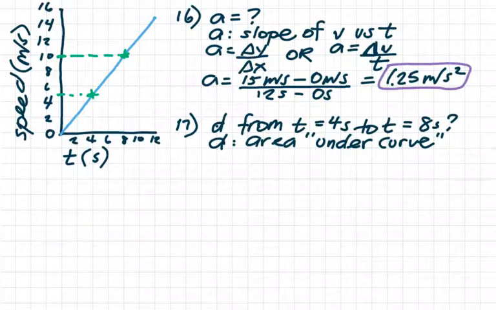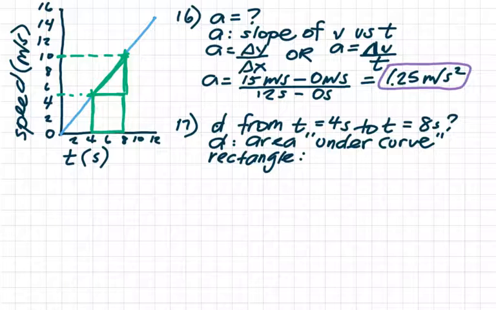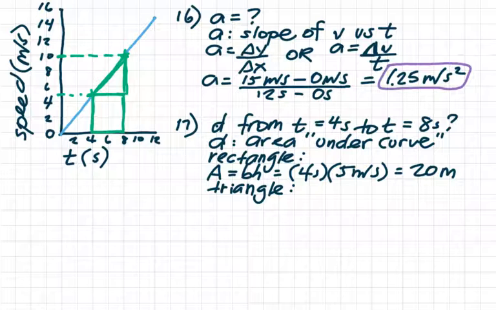Let's look at the shapes. Now this one's interesting because they're like stacked shapes. I have a rectangle on top of a triangle. For my rectangle, the base is 4 seconds, because it goes from 4 seconds to 8 seconds, and the height is 5 meters per second. And then for the triangle above it, the base is 4 seconds, and the height is 5, because it goes from 5 meters per second to 10 meters per second.